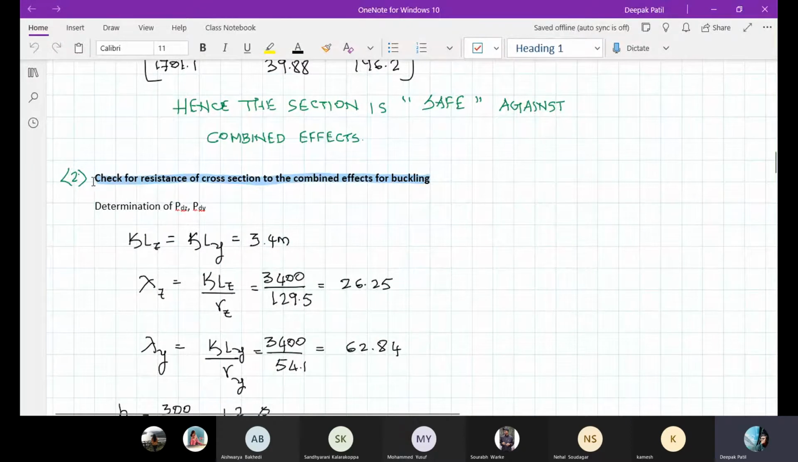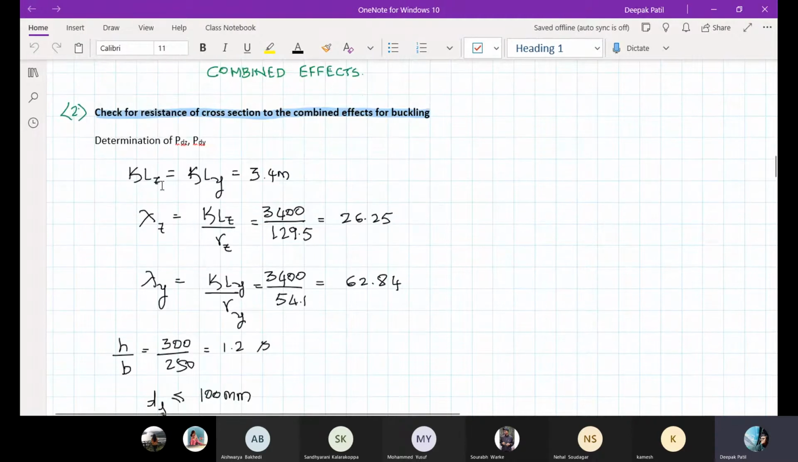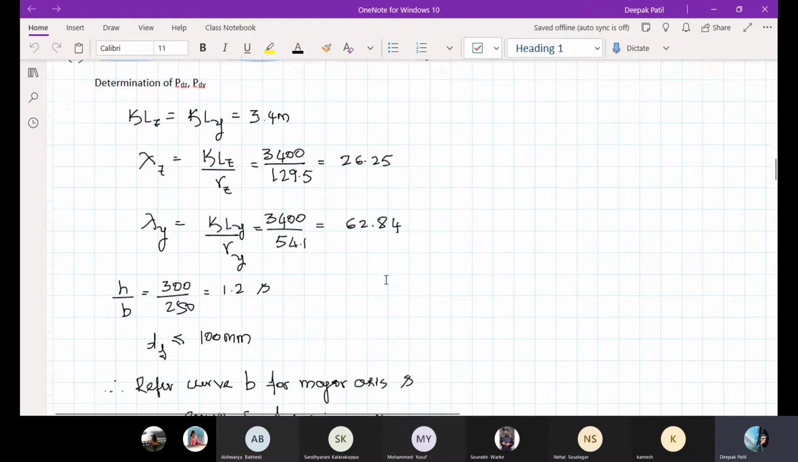Right. So we started with the second check, that is, the check for resistance of cross section to combined effects of buckling. In the problem they have told us the effective length is to be taken as 3.4 meters along both the axes. That's why KLZ is equal to KLY is equal to 3.4 meters. Then you calculate the slenderness ratios, lambda Z equal to KLZ divided by RZ and lambda Y equal to KLY divided by RY. I'm getting 26.25 and 62.84.